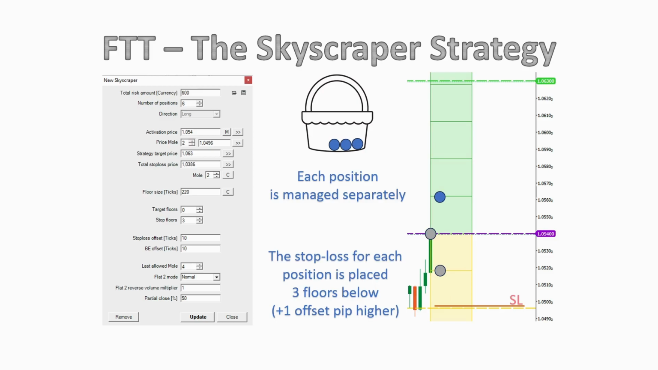Each position is managed separately, and independently of other positions. Depending on the settings, each position will have its stop loss set 3 floors down. The actual filled price and the specified size of one floor is used for the calculation. In addition, the final stop loss placement can still be adjusted by the offset according to the settings below. In this case the stop loss will be placed 3 floors down plus 1 pip.